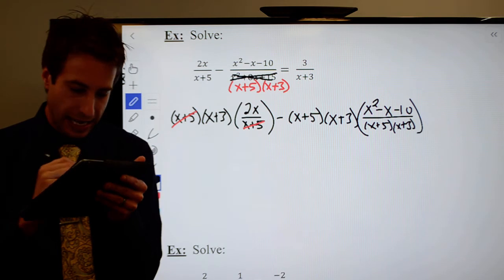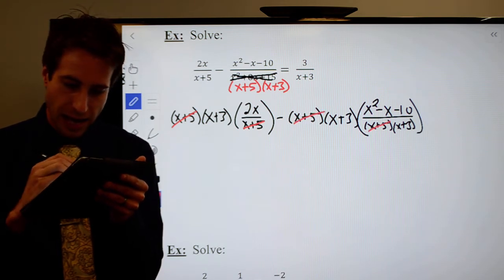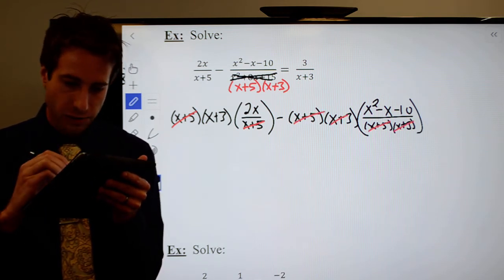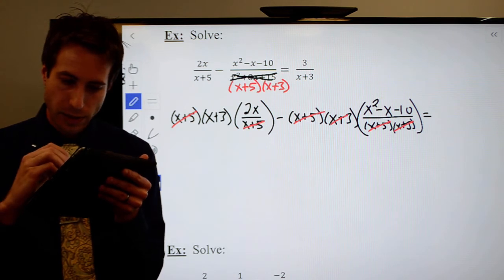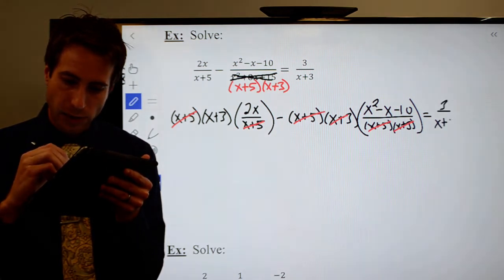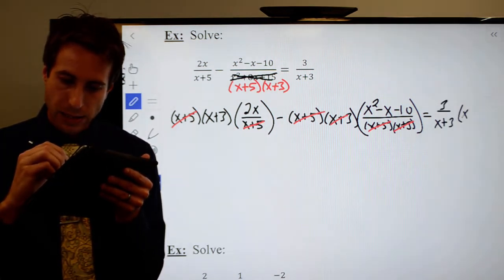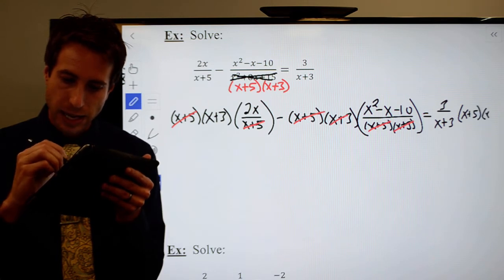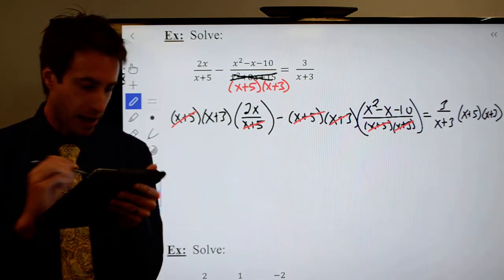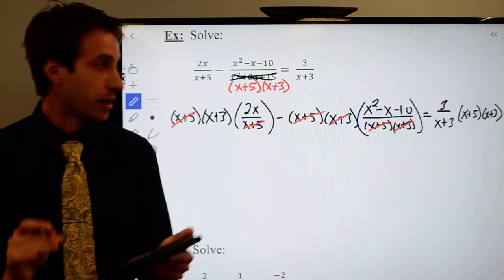I told you I hated squeezing, and I'm going to wind up having to do it anyway. It drives me nuts. I hate it when this happens. 3 over x plus 3 multiplied by x plus 5 times x plus 3. I am so sorry about that. They just get long, I know.